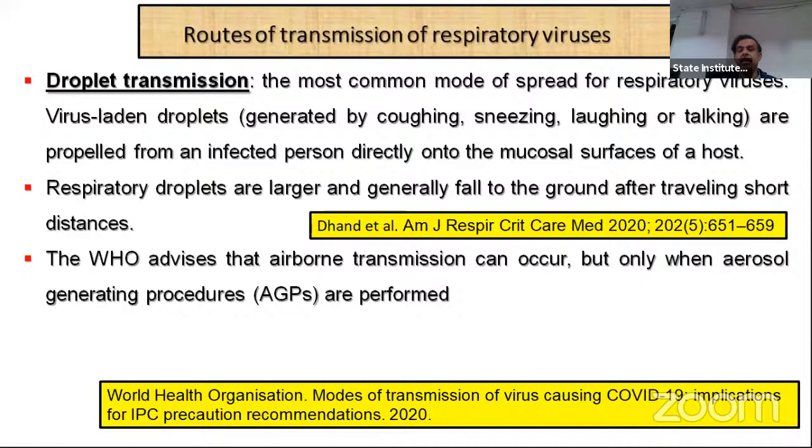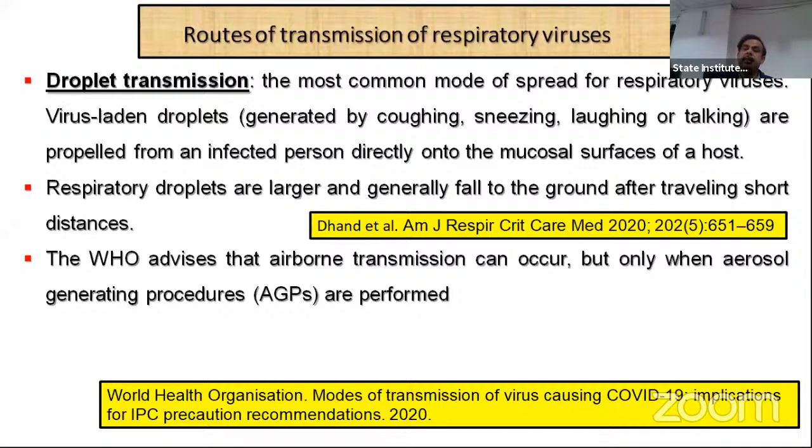When the patient speaks, coughs, sneezes, or laughs, respiratory droplets come out from the respiratory tract, and the droplet size is usually more than 10 micrometer. Because it is bigger in size, the droplets do not remain suspended in the air for a pretty long time, and they settle down within 1 or 2 meter from the source.